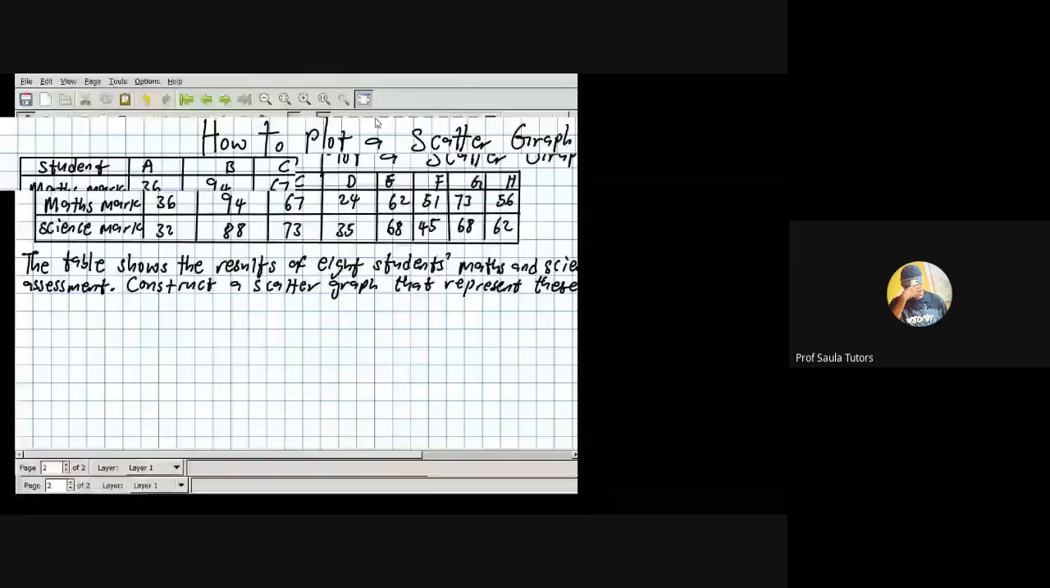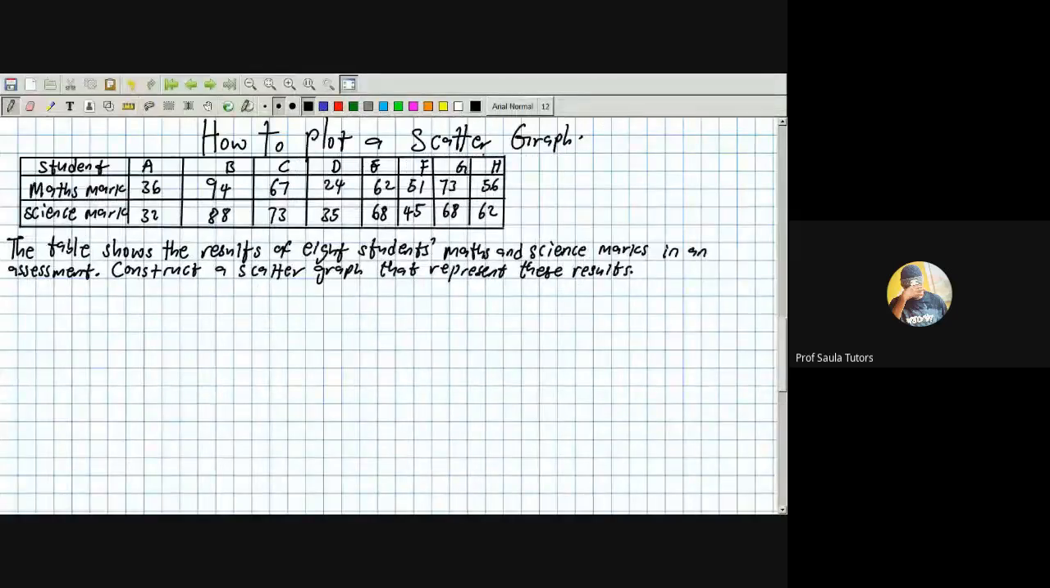So I will explain to you how to draw a scatter graph. These are the marks of 8 students in math and science. If you observe, you can see student A got 36 in math, 32 in science. Likewise, student B, 94 in math, 88 in science, and so on up to student H. So you have to draw the scatter graph of this data that you have here.